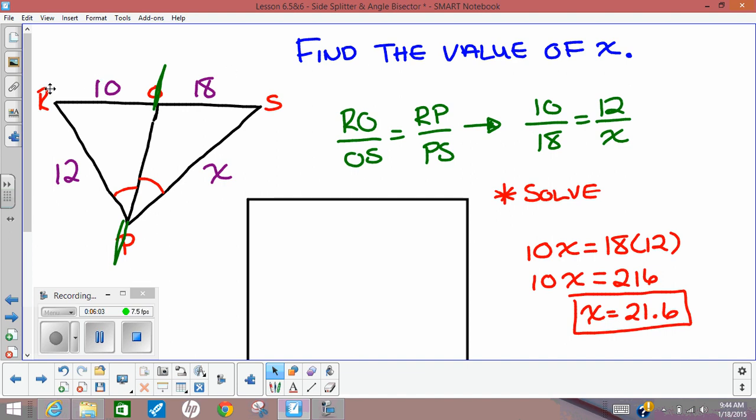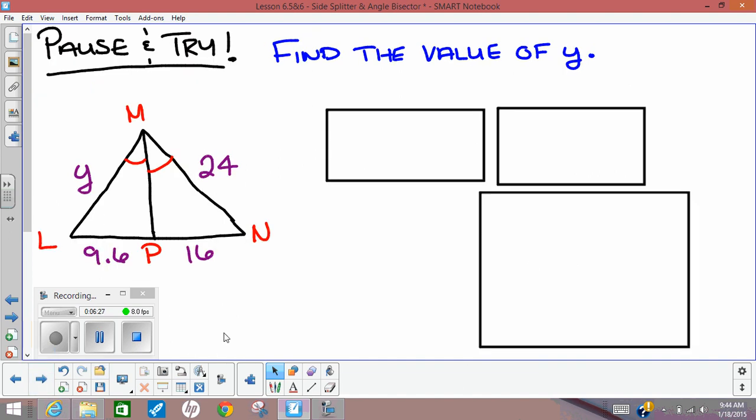So again, it's the pieces of one side form a fraction, and then the other two side lengths form their fraction. And we need to make sure that the numbers that go on top come from the same side of the angle bisector. So notice 10 and 12 both come from this left side of this angle bisector. Go ahead and pause here and try this one. Find the value of y.